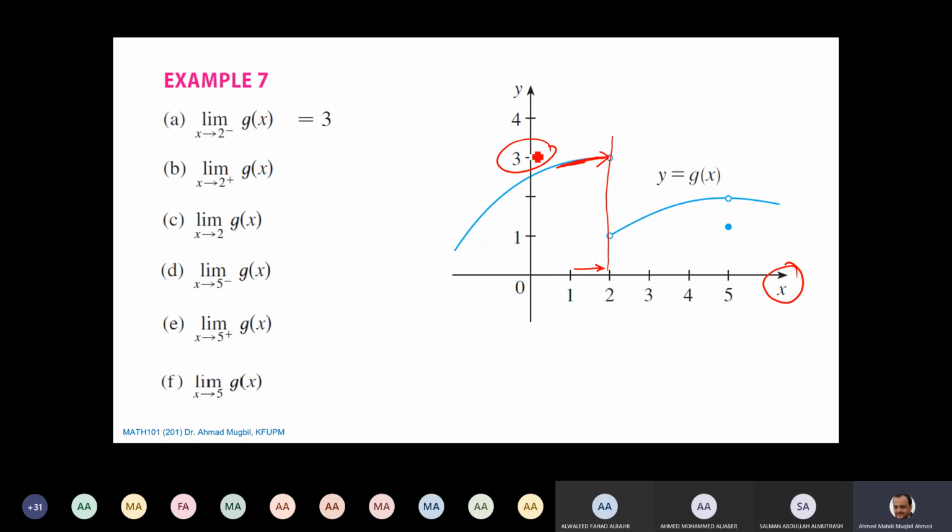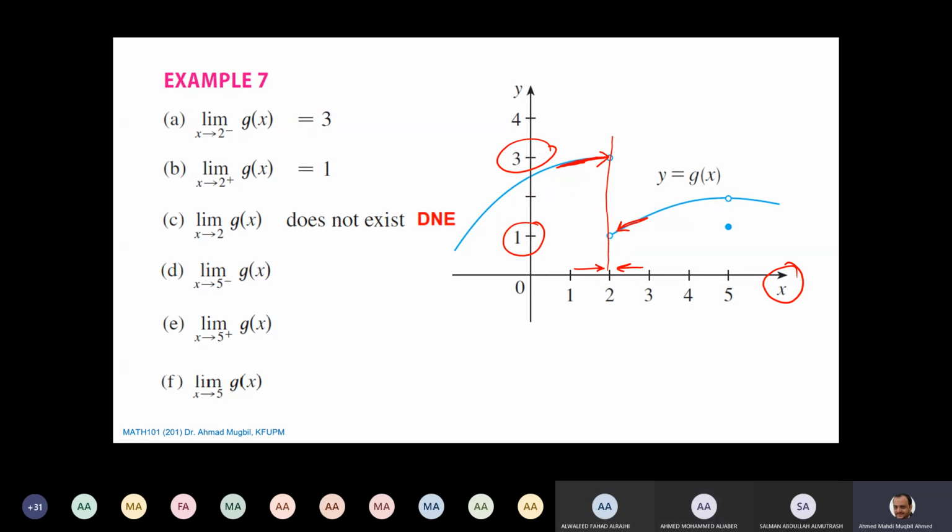Yes, you're right. Now, what is the limit of g of x when x approaches 2 from the right? Go up or down and look at what is going to happen. It is 1. Now, what is the limit of the function when x approaches 2? Does not exist. Exactly, it does not exist, because the two one-sided limits are not equal.